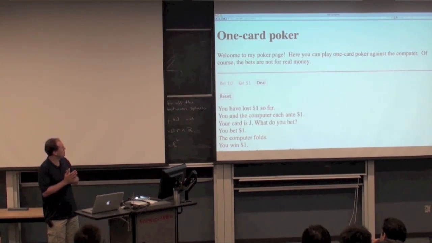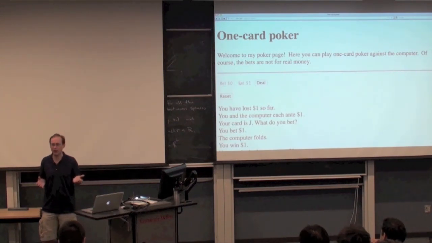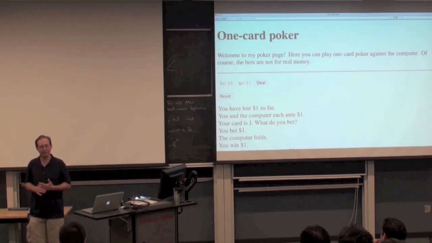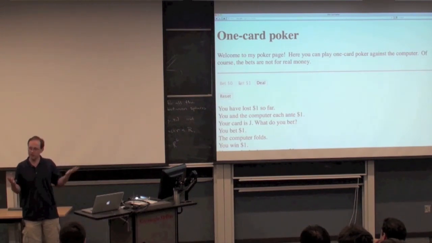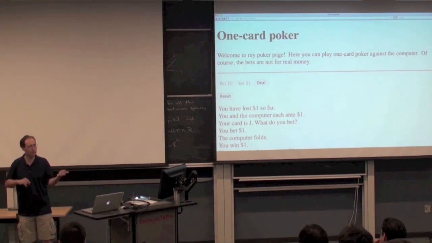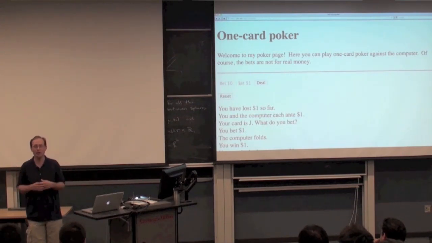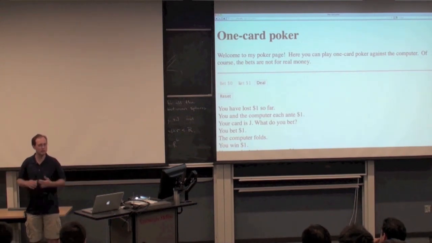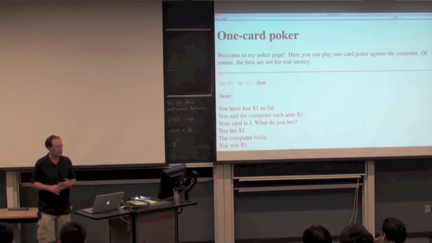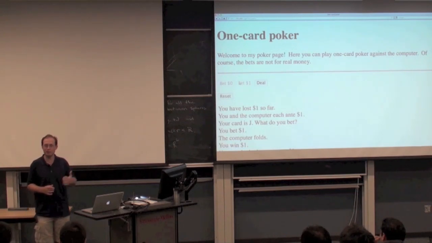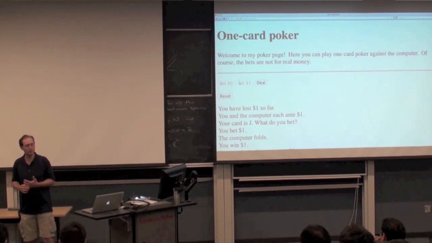And yeah, so the optimization problem here is to find an optimal strategy for playing this. This is a zero-sum game. If I win, the computer loses, and vice versa. It turns out that even for this simple version of poker, there's a very, very large number of strategies.